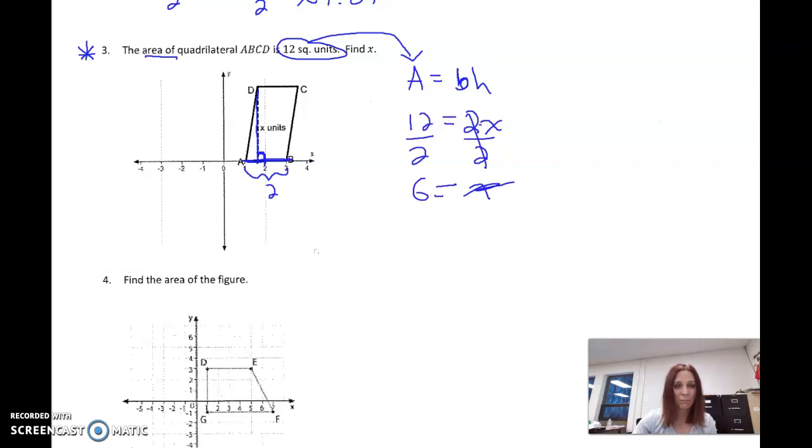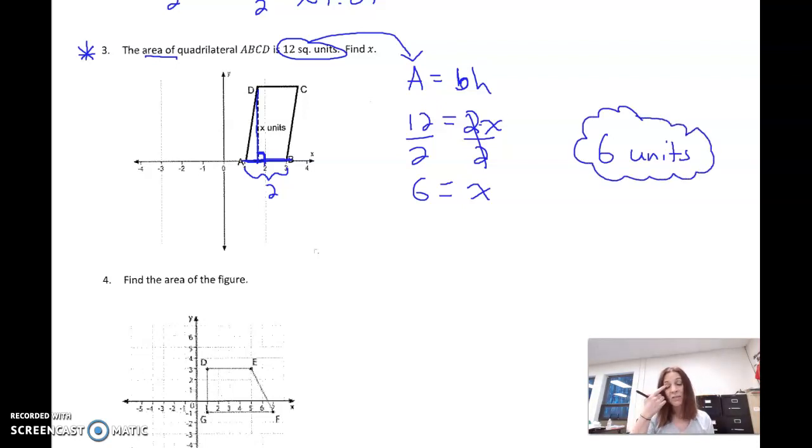So what does that mean? As I try not to be quite so sloppy. Okay, it means that our height, our x here, is 6. And it's just units. Okay, don't overthink it. Take the information you're given off the coordinate plane and plug it into the formula, but always write down the formula. One more.